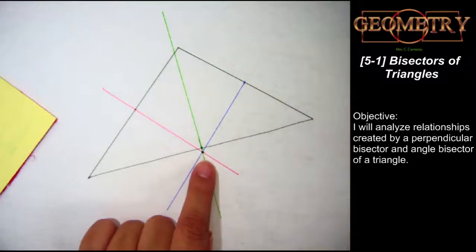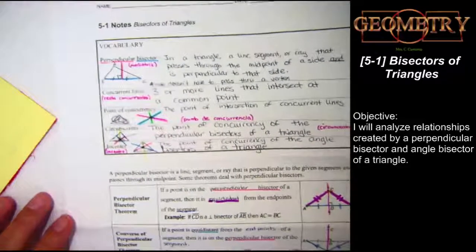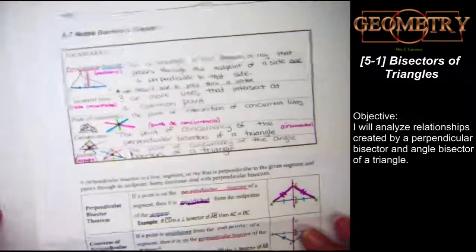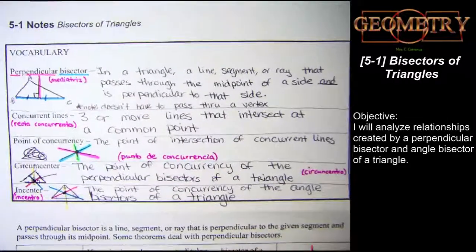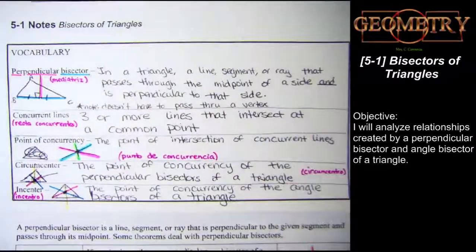I don't get the difference between that one and that. The difference between, give me the words. Point of concurrency and circumcenter. Oh, okay. So the difference between point of concurrency and circumcenter is just a matter of being more specific. A circumcenter is a point of concurrency. It is the point of concurrency for perpendicular bisectors of a triangle. Okay? So point of concurrency would be like saying dude, or guy, as opposed to a specific name.